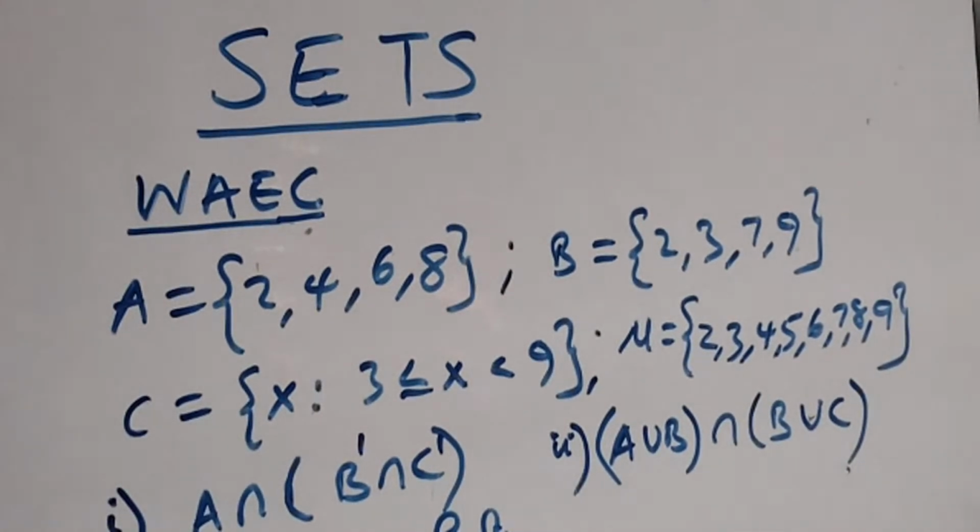Okay, now let's look at another first question here. In 2011, when we check the objective, then we have a Venn diagram here. You have a Venn diagram in question number 44.